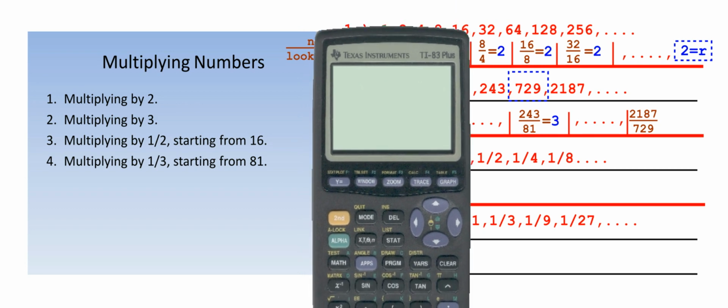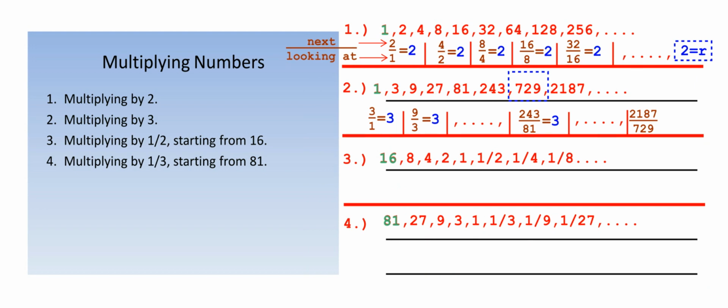Turning on the calculator, 2187 divided by 729, right? Here we go. It gives us a 3. We should double check that. There it is. So in this case, our common ratio, once again, for this one is 3. Let's go for the next example.